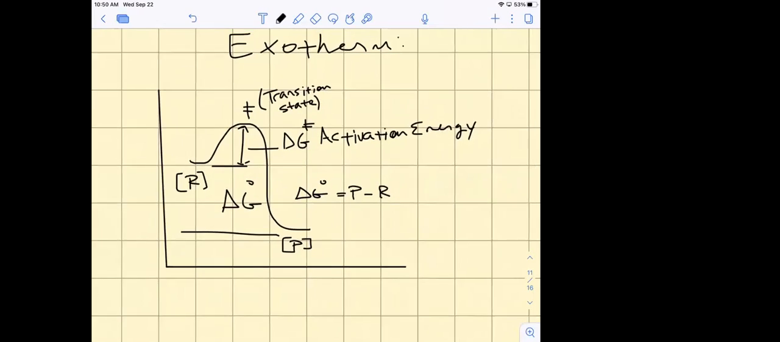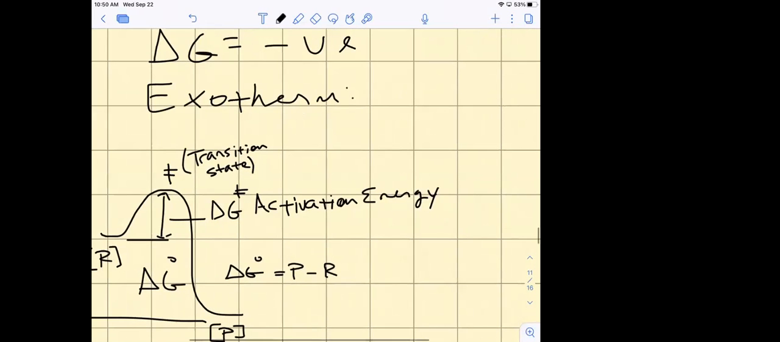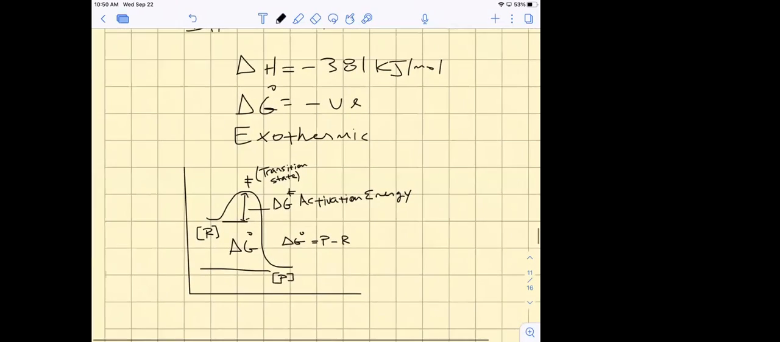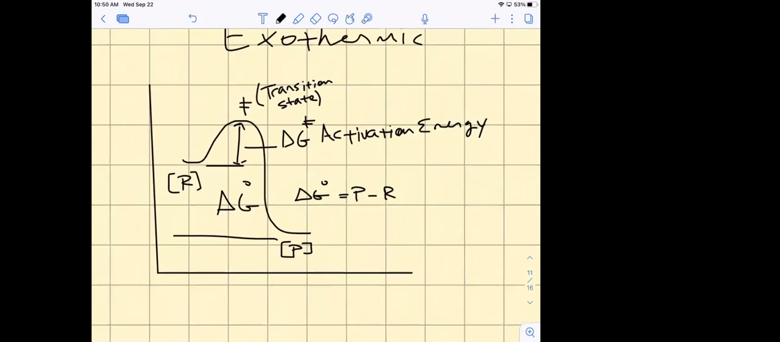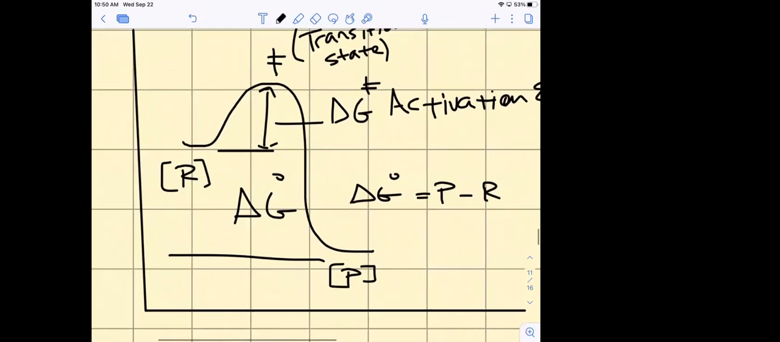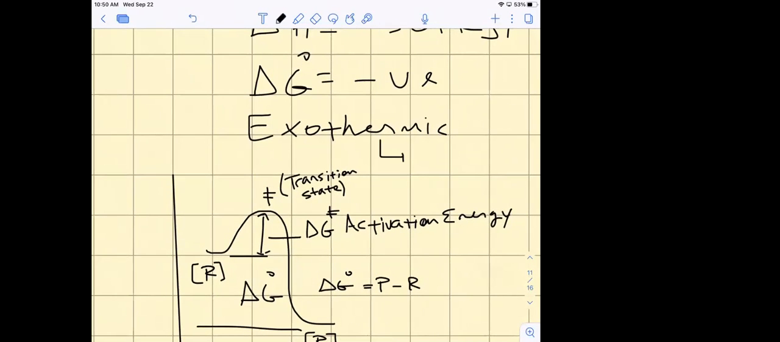What about if it's exothermic or exergonic, which you might see in your book? We know about delta H, we know about delta G. Look at the activation energy, right? It's very low. So for an exothermic reaction, it's going to have a low activation energy.